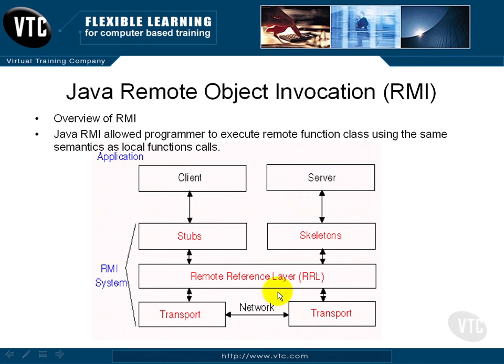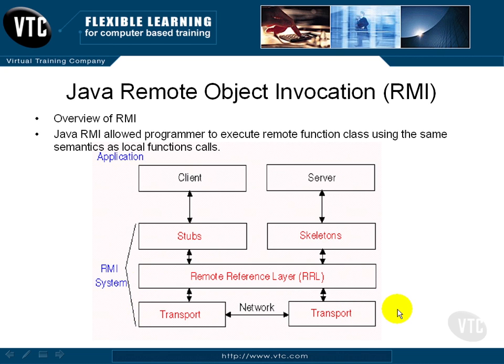The following layer is the remote reference layer. This remote reference layer defines and supports the invocation semantics of the RMI connection. This layer also maintains the session during the method call. Following that, we also have the transport layer.